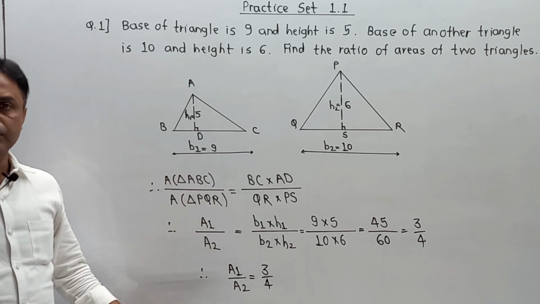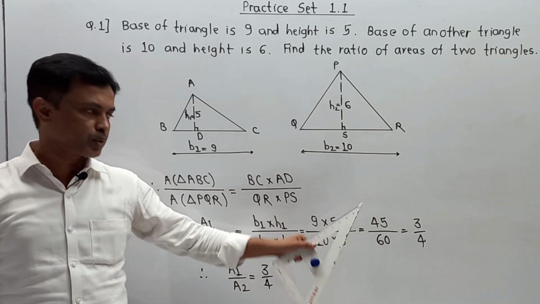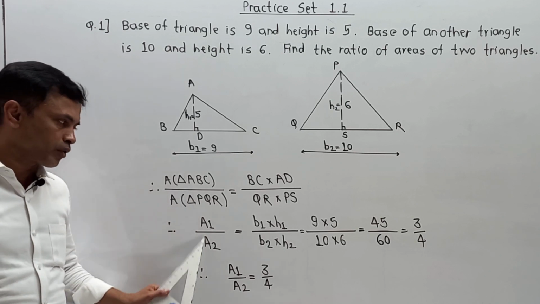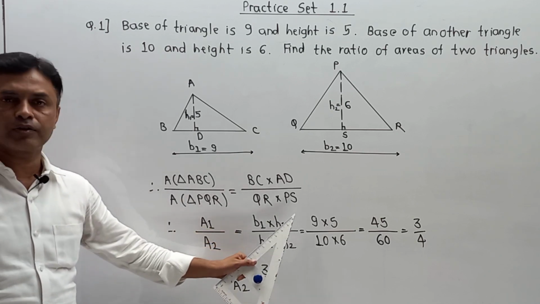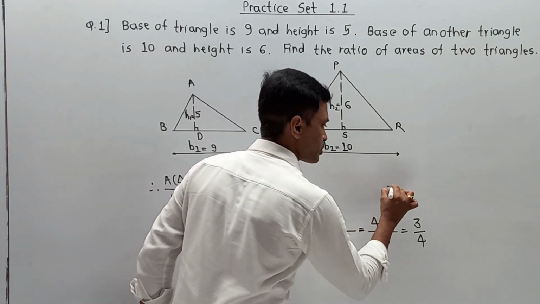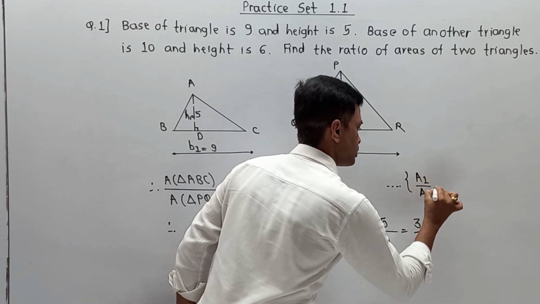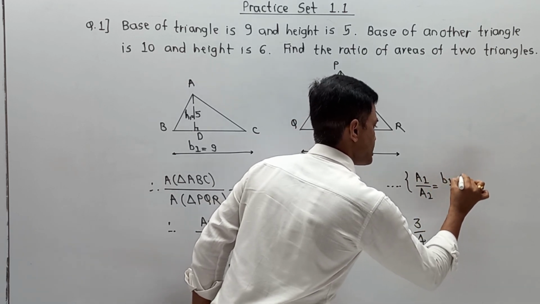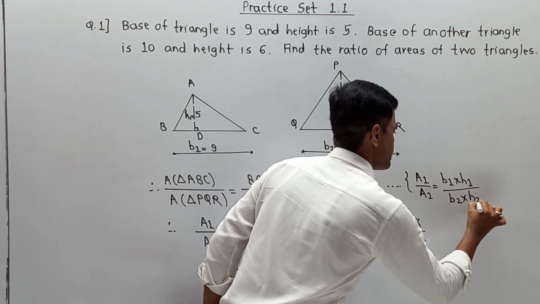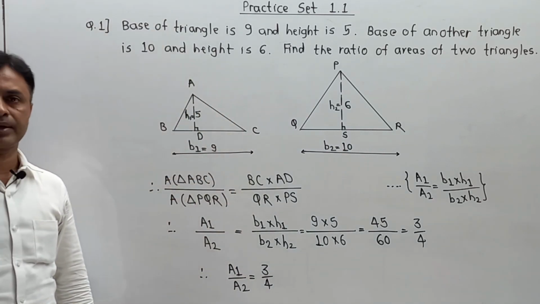In the completion of a numerical, you should also know that you are supposed to give the reasoning for that part. No doubt there are a few numericals here that we are going to solve step by step. That is, ratio of area of two triangles is equal to base into height of first triangle divided by base into height of second triangle. You can give the same part as reasoning. That is, A1 upon A2 is equal to base into height of first triangle divided by base into height of second triangle. And in this way, we can complete the entire part.